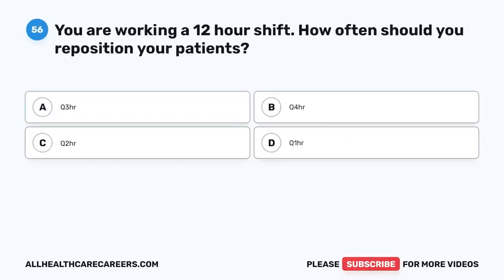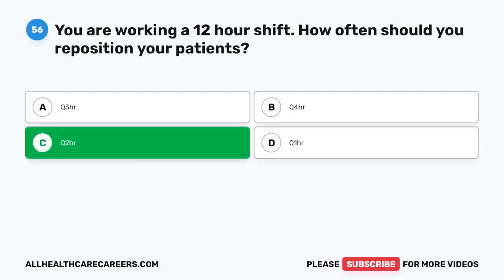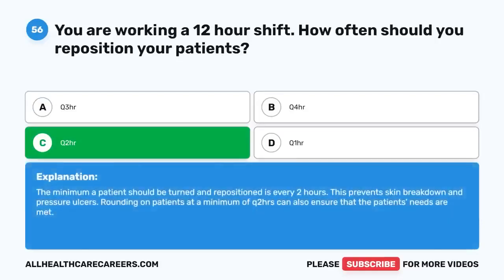Question 56. You are working a 12-hour shift. How often should you reposition your patients? A. Q3HR. B. Q4HR. C. Q2HR. D. Q1HR. The correct answer is C. Q2HR. The minimum a patient should be turned and repositioned is every 2 hours. This prevents skin breakdown and pressure ulcers. Rounding on patients at a minimum of Q2 hours can also ensure that the patient's needs are met.